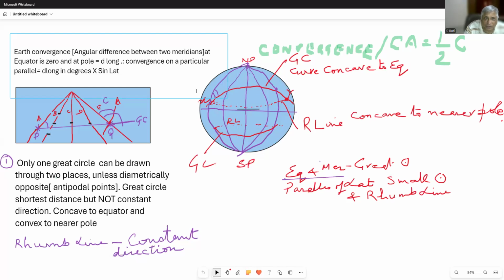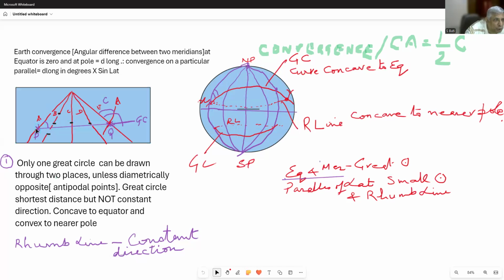So we will study these and find out what will be the difference in distance between these 2 points if I fly a rhumb line or a great circle. Now, meridians converge to each other. Here also. Draw another diagram.